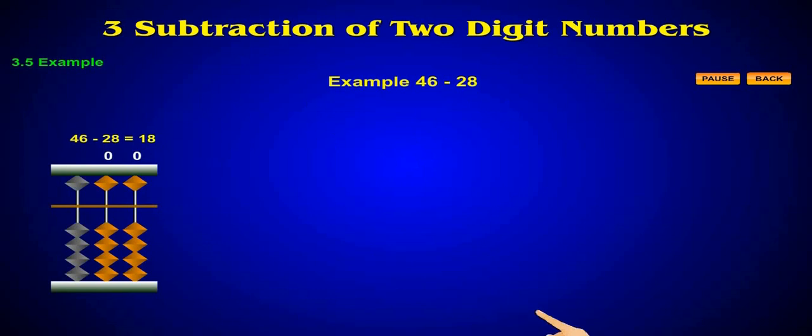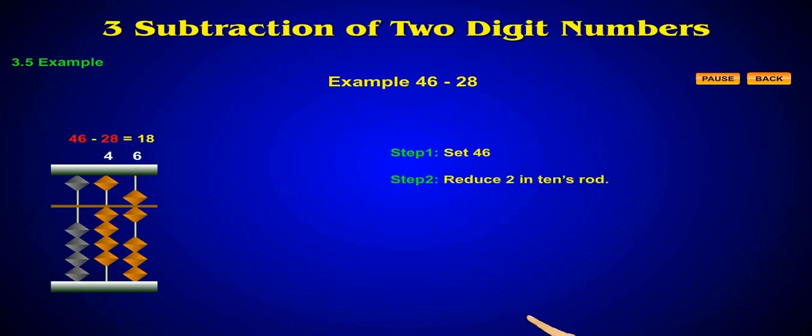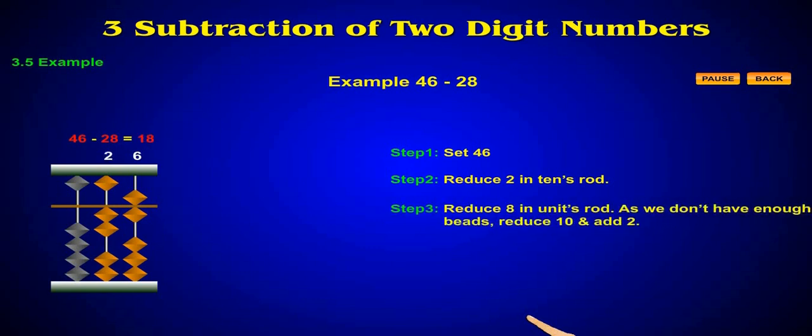Example: 46 minus 28. Step 1. Set 46. Step 2. Reduce 2 in tens rod. Step 3. Reduce 8 in units rod. As we don't have enough beads, reduce 10 and add 2. Step 4. Count the beads.